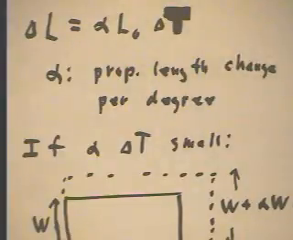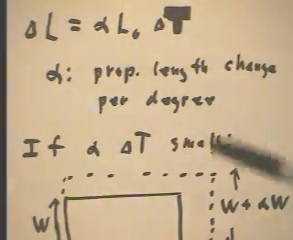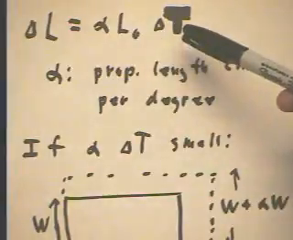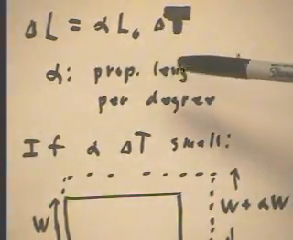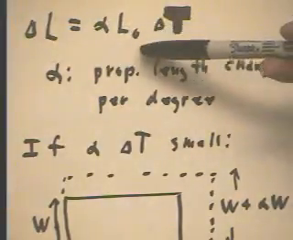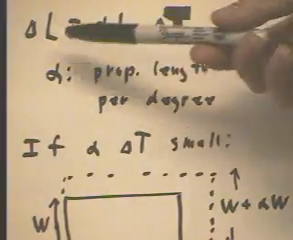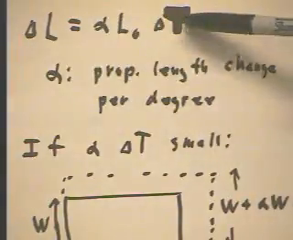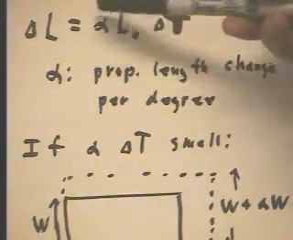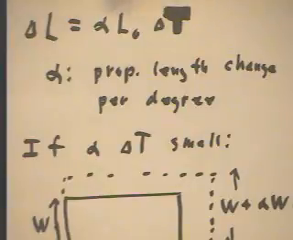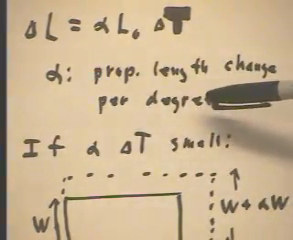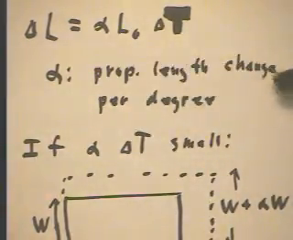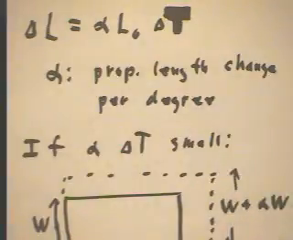This coefficient is nothing but a proportion. Let's think of multiplying alpha by delta T. Alpha delta T tells us the proportion by which the length L naught changes. The delta L is then alpha delta T times L naught. And alpha is the number that we multiply by delta T to get the proportional change. So we say that alpha is proportional to the length change per degree. It's a proportion of length change per degree.